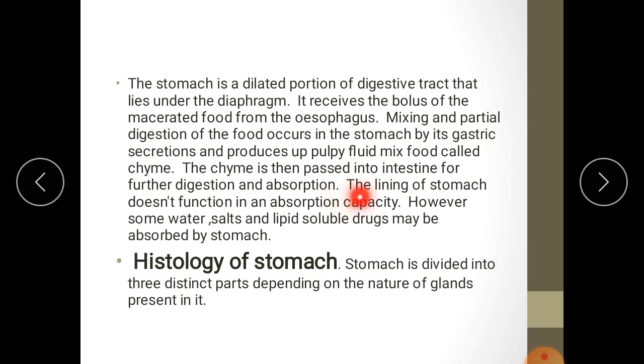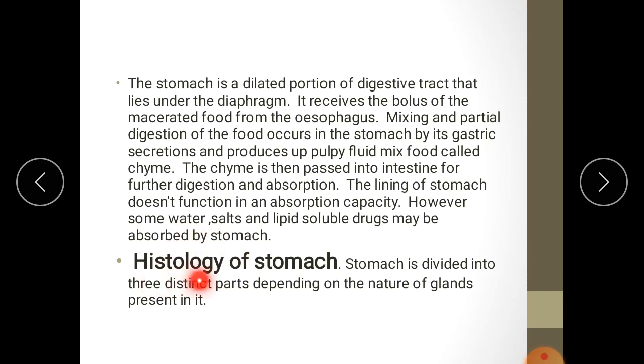So the lining of the stomach doesn't function in an absorptive capacity. The lining of the stomach is not involved in absorption of food, but a little part of salts, water, lipids, carbohydrates, and drugs may be absorbed by the stomach. Clear?